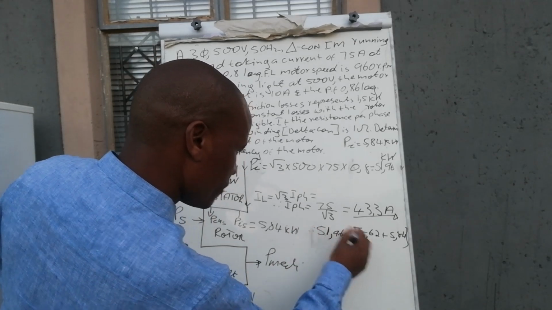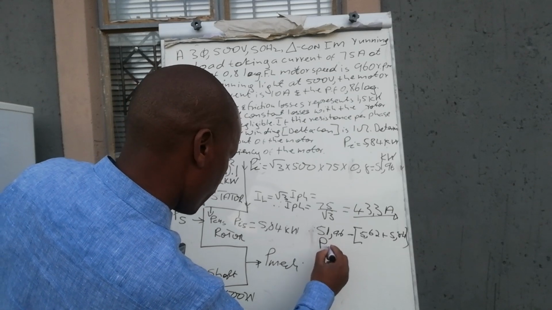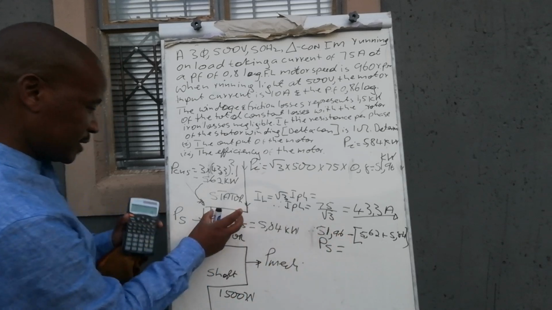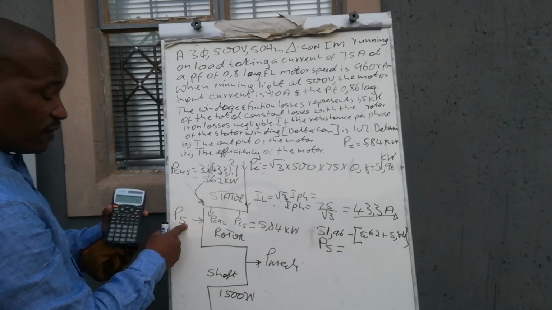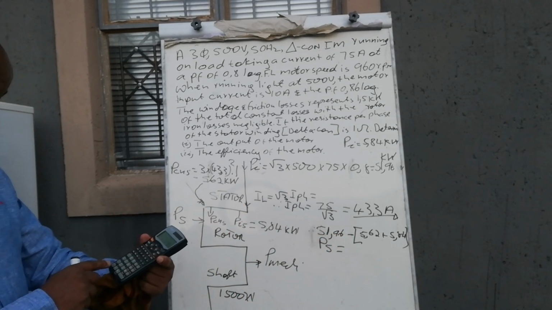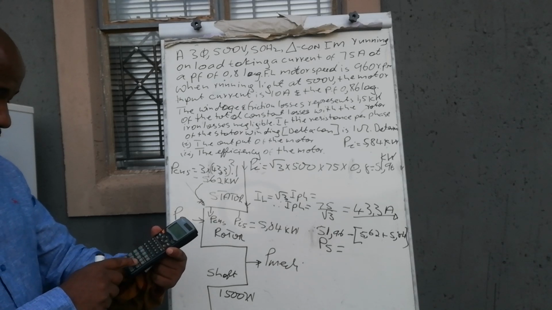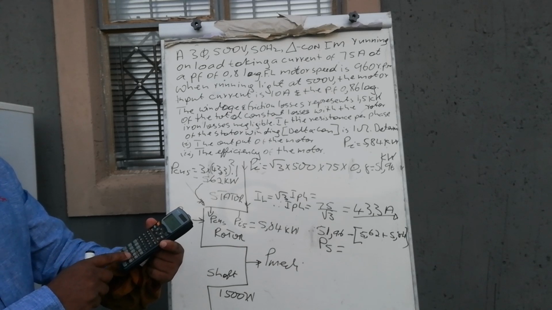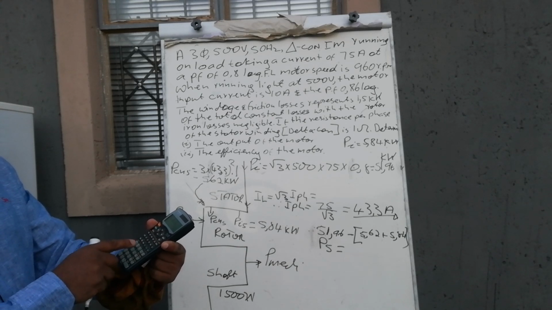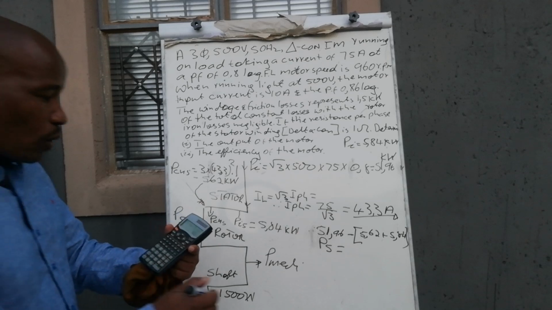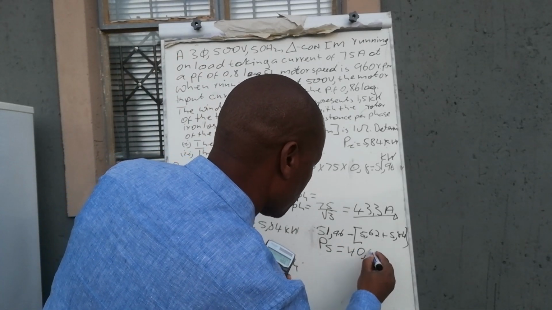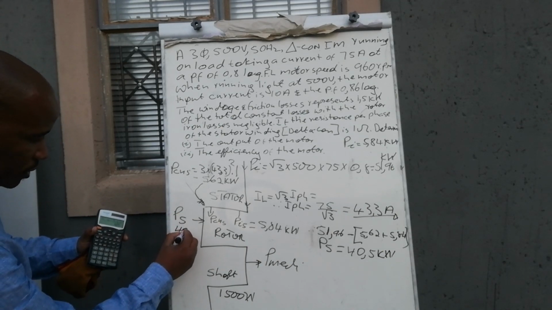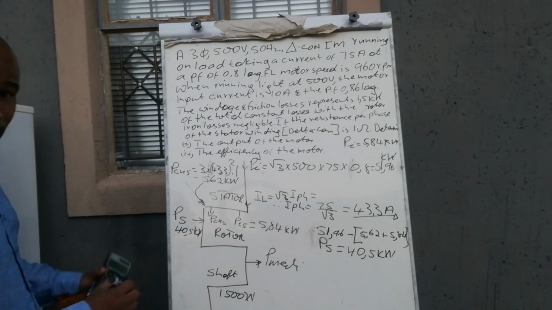The input minus the stator losses will give us the synchronous power. It's 51.96 minus open brackets 5.62 plus 5.84 closing brackets. The answer is 40.5 kilowatts. There, this is 40.5 kilowatts.